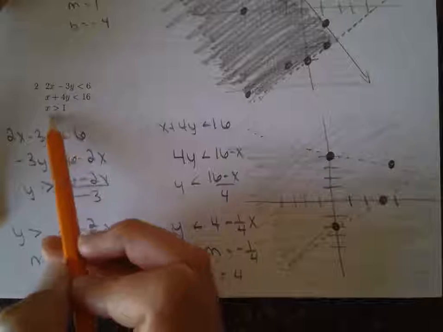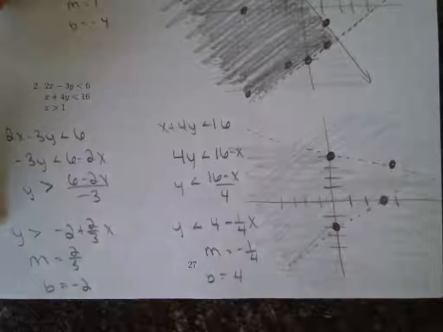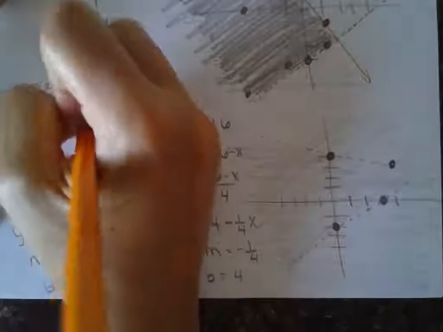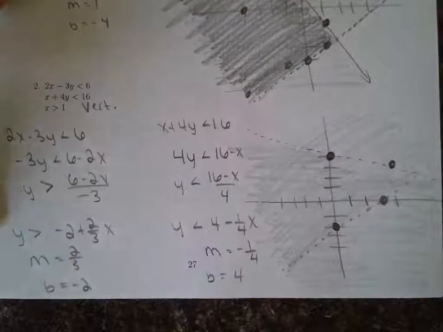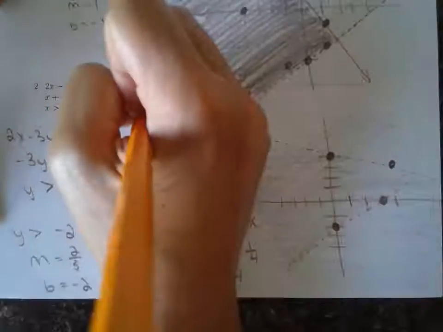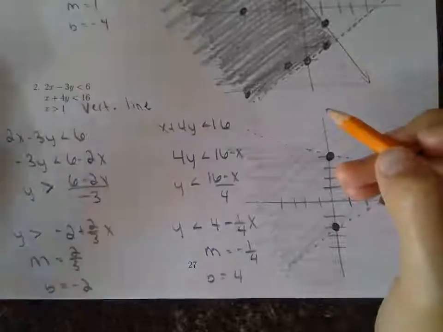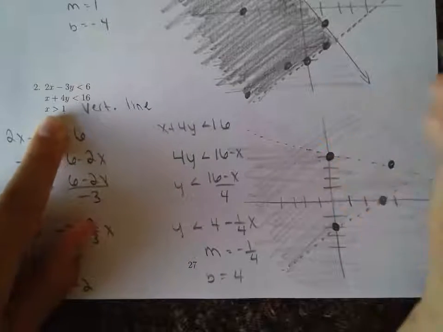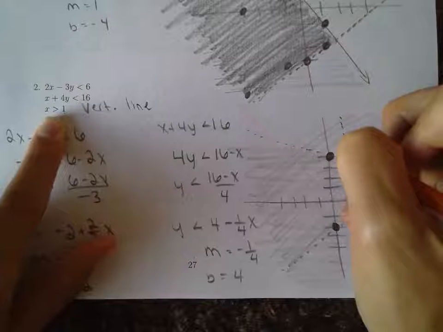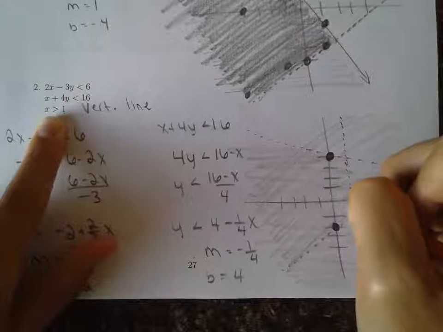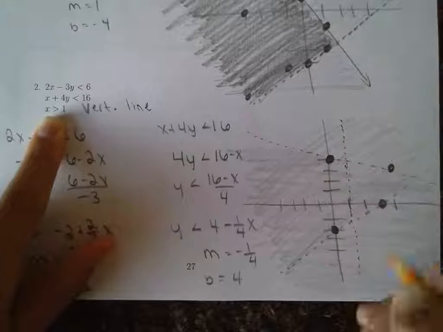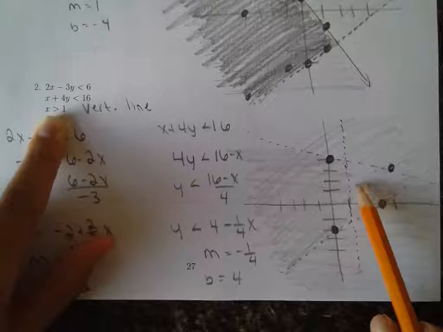But we have one more to graph, which is this x greater than 1. Okay, remember if you don't have a y, that means it's a vertical line. So vertical line, and it goes through 1. It's going to be dotted because we don't have the or equals to. So it's going to be a vertical line through 1 here. And it's greater than 1, so we need to shade to the right.